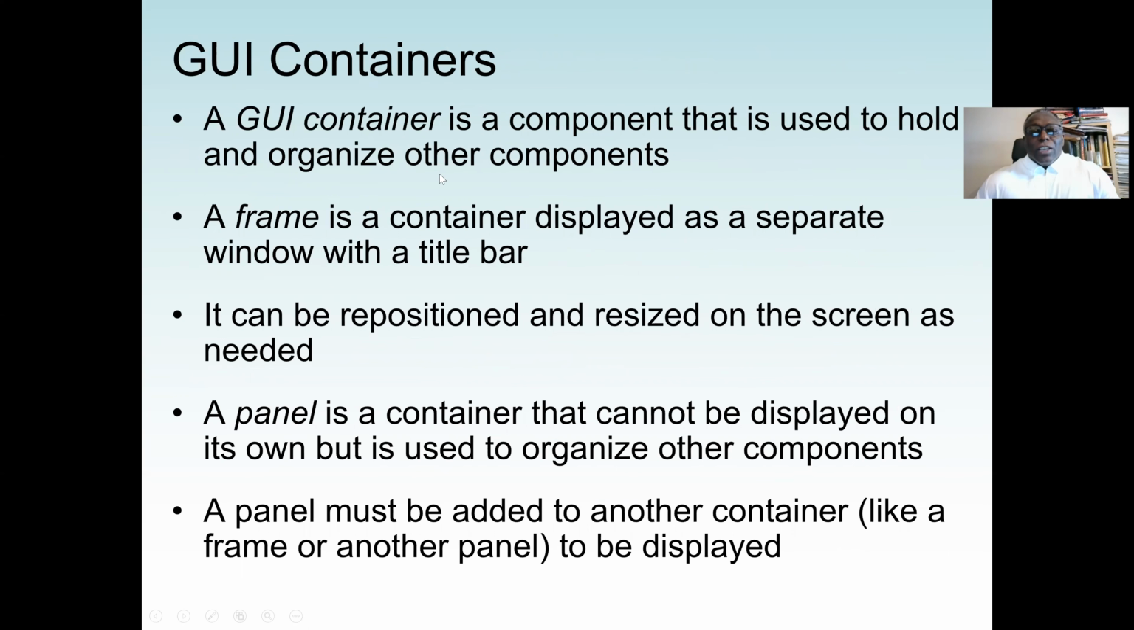So a GUI container is a component that is used to hold and also organize other components. Here we are going to learn some GUI terminologies. So we have graphical user interface containers. We say that a GUI container is a component that is used to hold and also organize other components. In this case, if I create a GUI application, I'm going to see a window, more or less like what I have on my screen now, which is a PowerPoint. In PowerPoint, we have the window. So the whole window itself, the PowerPoint, will be called a container.